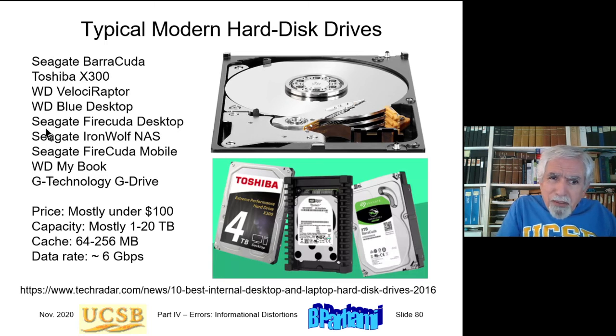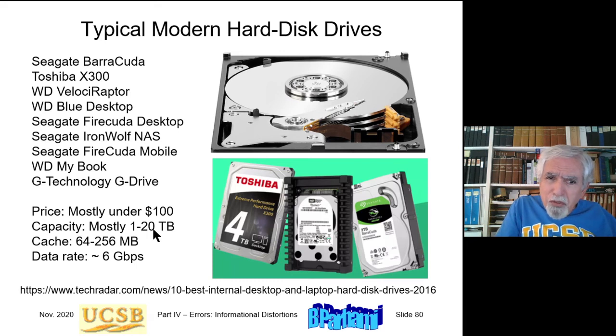Seagate is one of the important manufacturers. Four of its products are featured here. Western Digital is another one, and three of its products are featured here. So these are names of disk drives. Prices of these disk drives are mostly, with a few exceptions, under $100. So disks are very cheap nowadays.